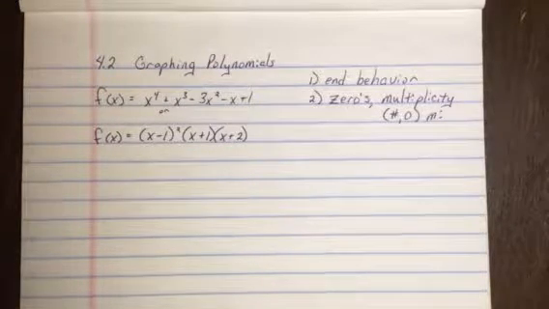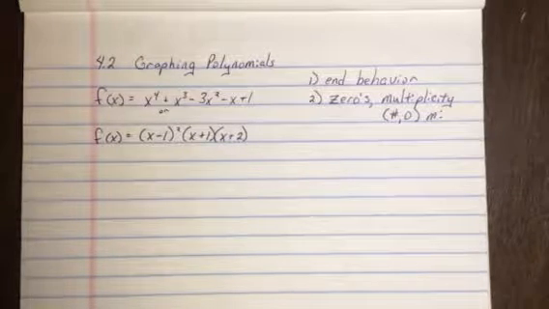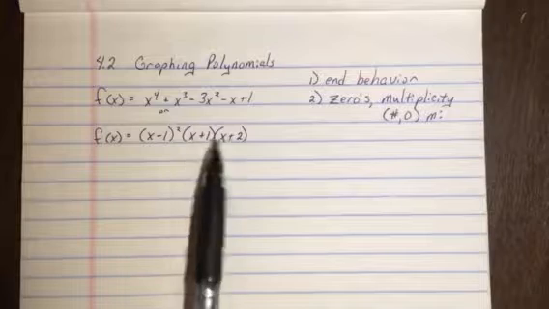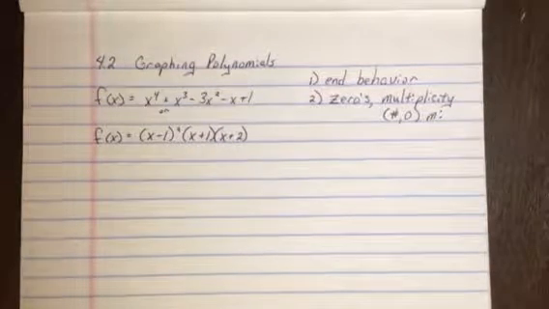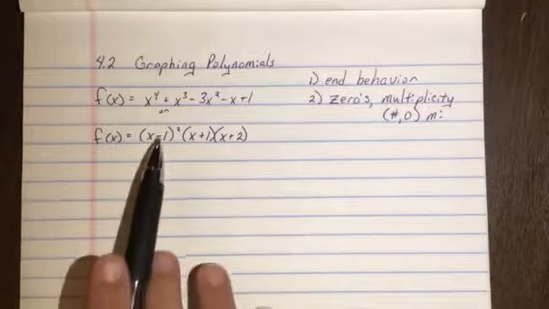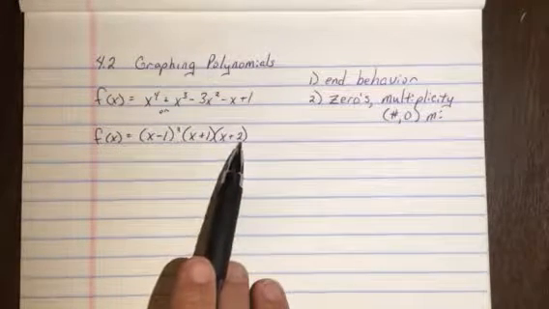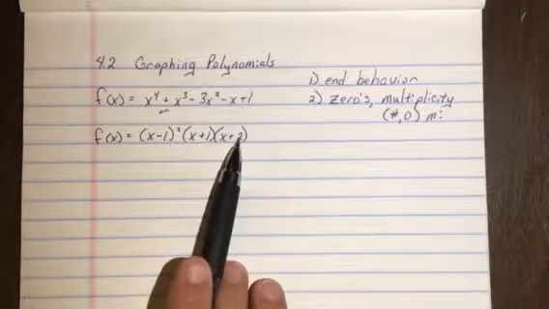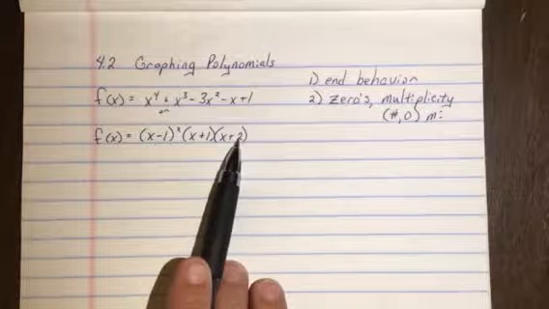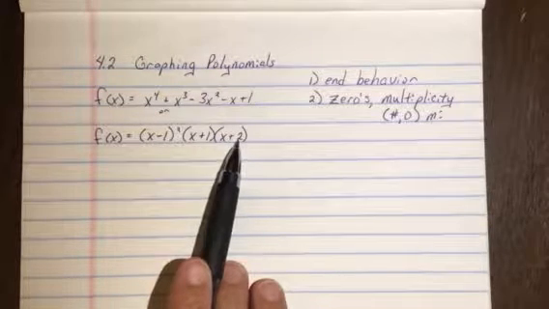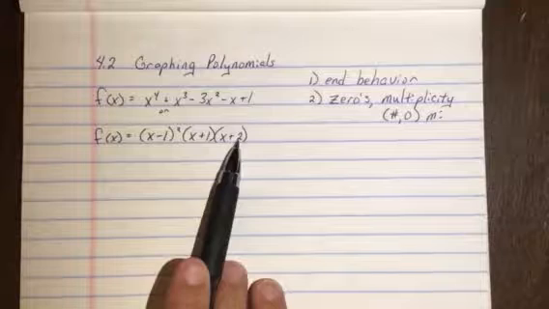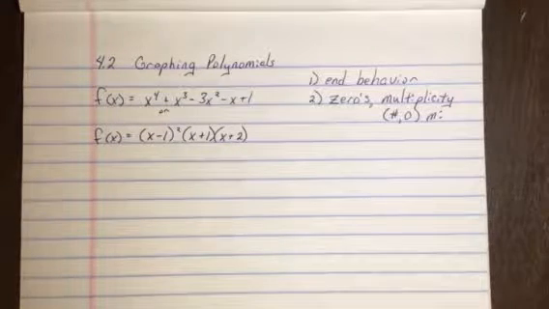I have an equation that's already in its factored format. Okay? And we would pull this out, set each one equal to 0, solve, and then declare its multiplicity. But what if it's not? What if it's not already factored?